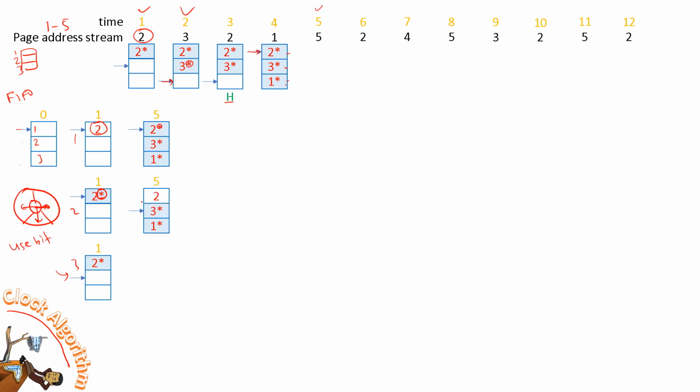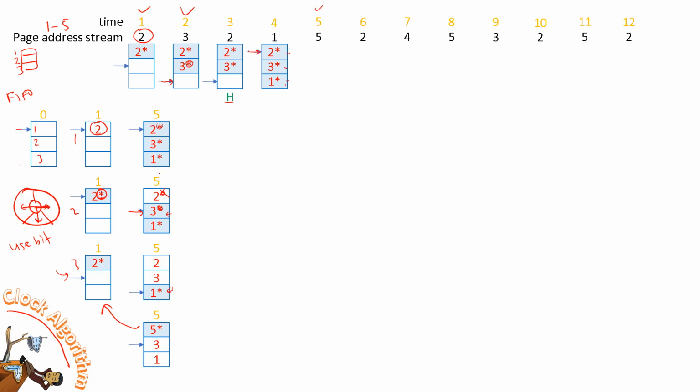Move the arrow here, but clearing the use bit. So you can see the use bit is cleared here, there is no use bit here. Similarly at 3 here, you cannot update yet, because the use bit is 1, so you need to move and clear, something like this. Still you cannot update here, you cannot load there, so you need to go to another one. This is what happened in the 3 steps here.